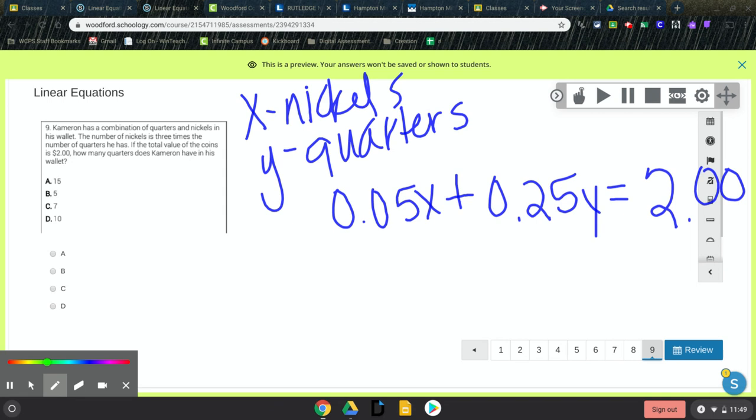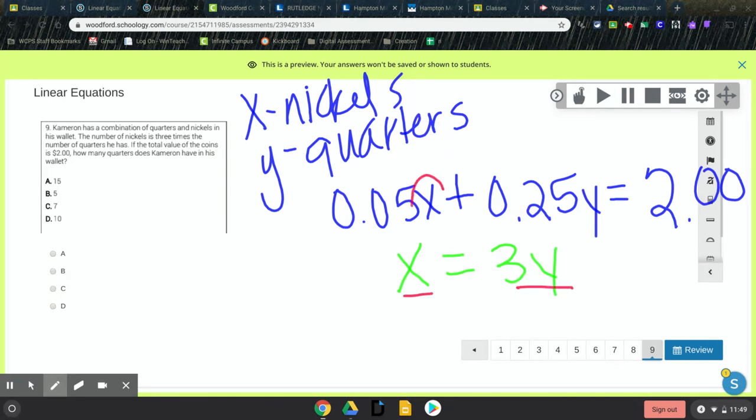Our second equation in this system says that the number of nickels is 3 times the number of quarters. So the number of nickels, x, is equal to 3y. Now we have the ability to solve using substitution. It wants to know how many quarters there are, so we need to figure out what is y. Well, I know that x is 3y, so I'm going to replace my x with 3y.